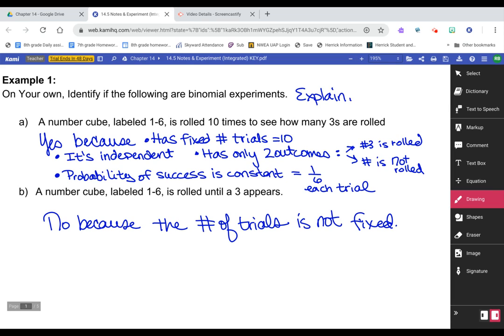For part B, the number cube labeled 1 through 6 is rolled until a 3 appears. This is not a binomial experiment because there's no fixed number of trials.